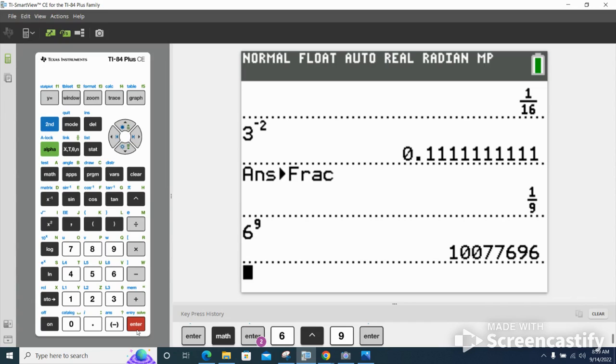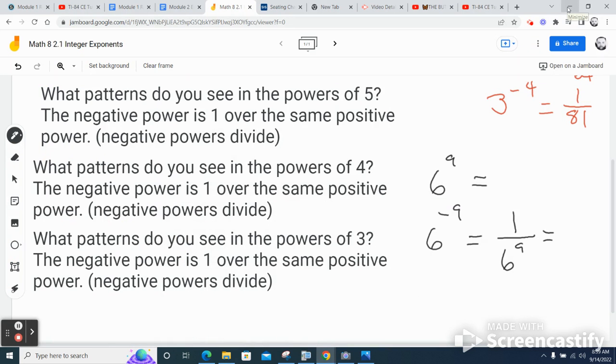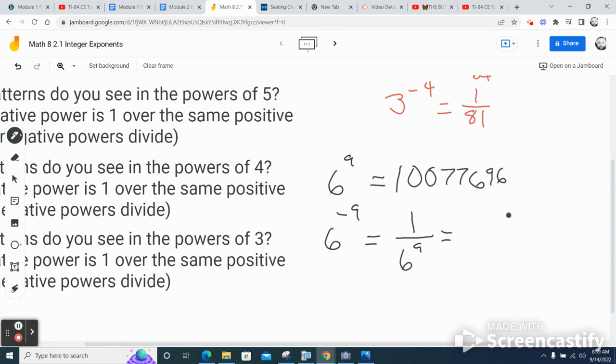Woo, that's a big number. 1,077,696, right? So where's my 1,0,077? What was the rest? 6,9. Oh, this next one. 696. So then this should be 1 over 10,077,696, right? Let's see. So I'm going to plug this in my calculator.